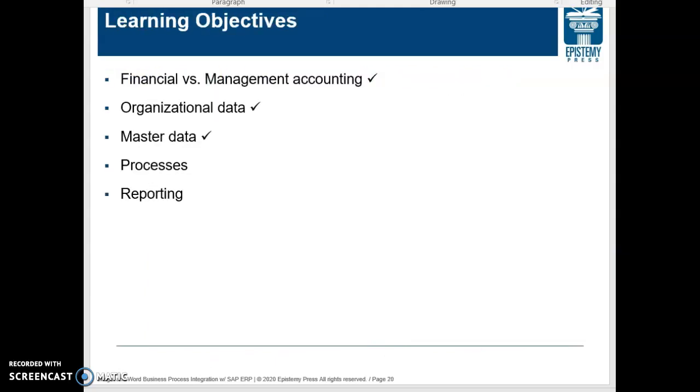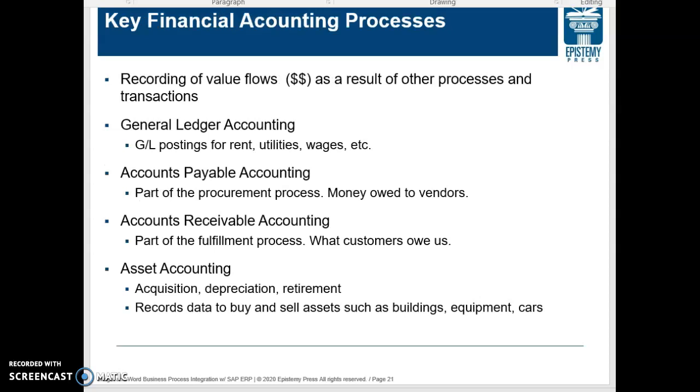So now let's take a look at the individual accounting processes. We're going to look at general ledger accounting, accounts payable accounting, accounts receivable accounting, and asset accounting.